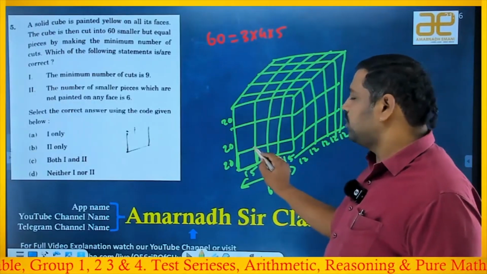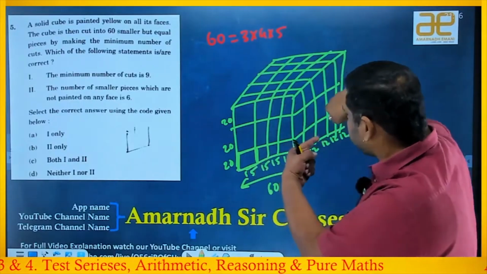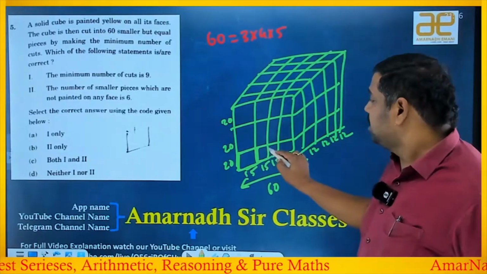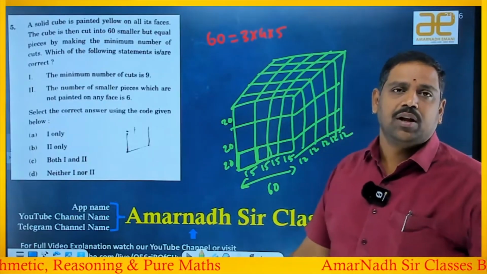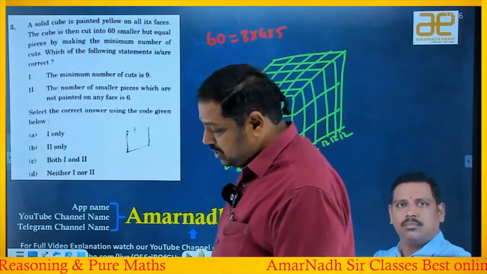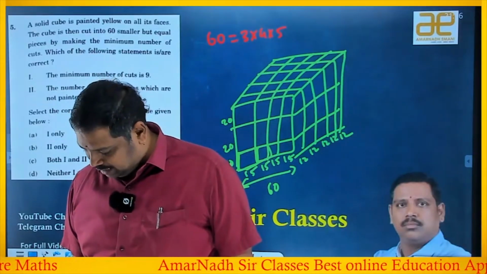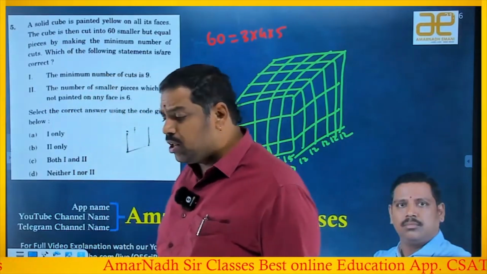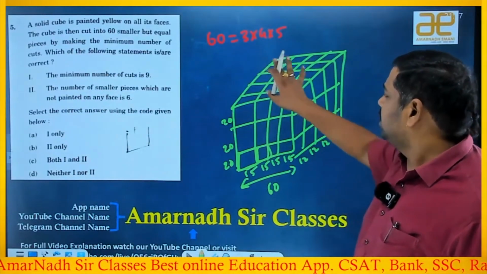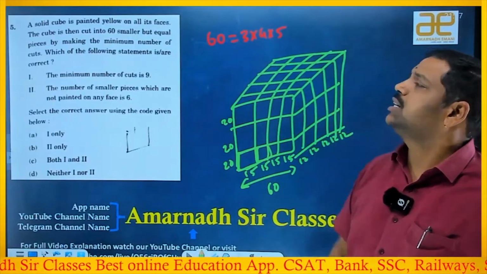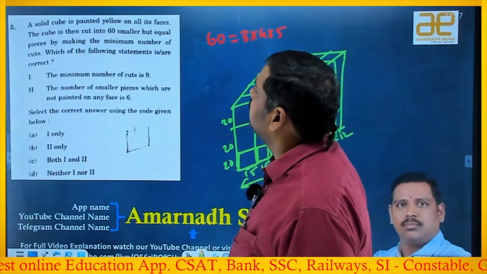That means that this one has 20, 15, and the depth is 12, right? And if you take this piece, 15, 20, and the depth is 12, right? All will have equal dimensions. All are of equal size. But remember that here all are of equal dimensions, but that does not mean that all are cubes. Now the point is, this is the way that we have to construct it into 60 smaller pieces, but equal in size.